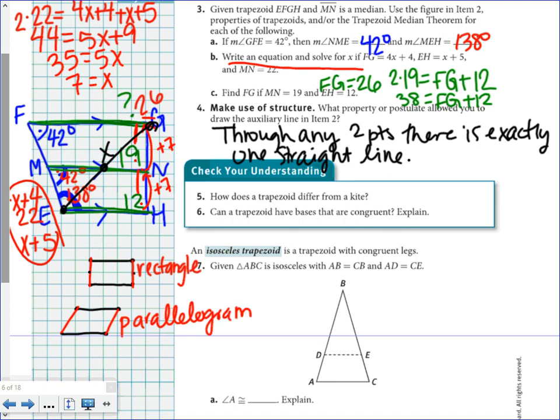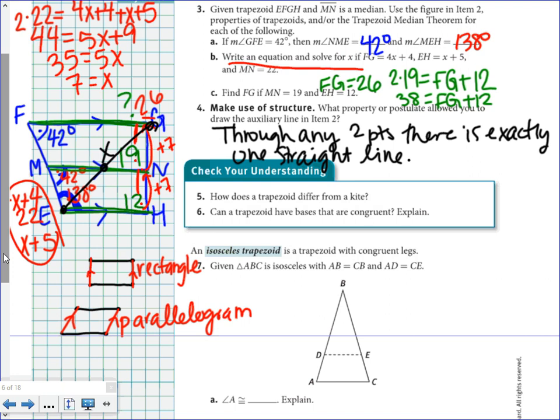We'll get into that later in activity 15. But can a trapezoid have bases that are congruent? No, because then it forces the other pair of sides to also be parallel. And so that is why it will not work.